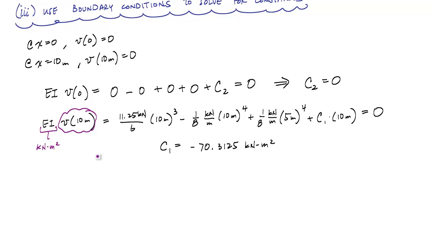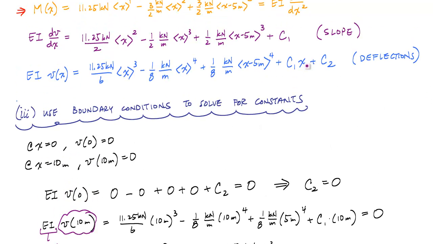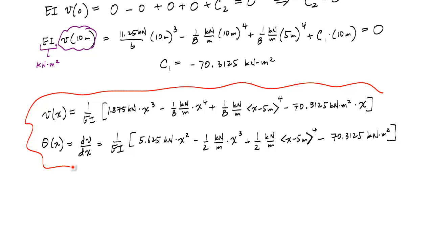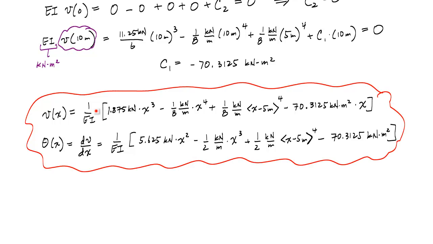So last but not least, you just go back and substitute c1 into here, and you'll have the displacement and the slope equation. Let me write that out for you here. And here are my answers, my deflection equation and my slope equation. Notice the EI is in its proper place now, and the units all work out.